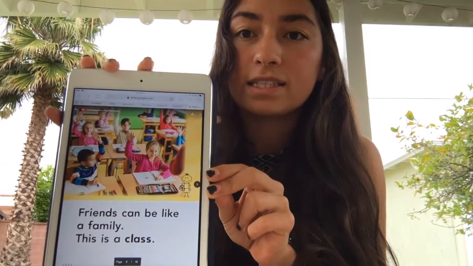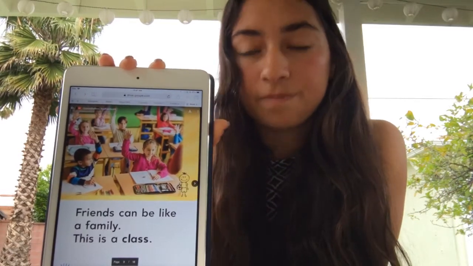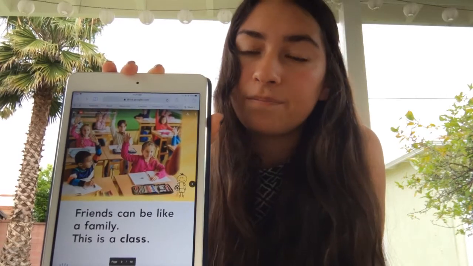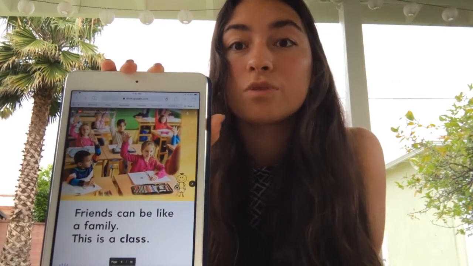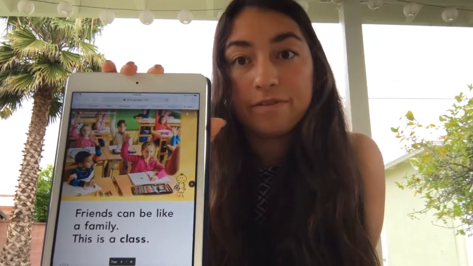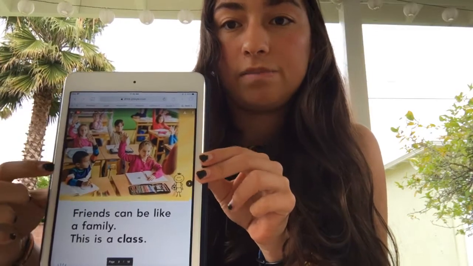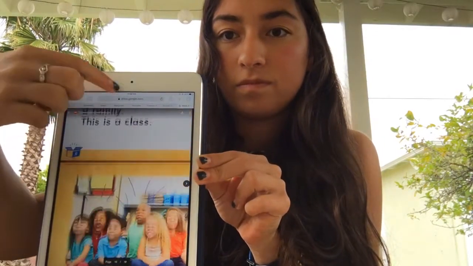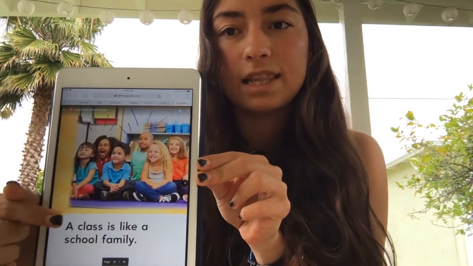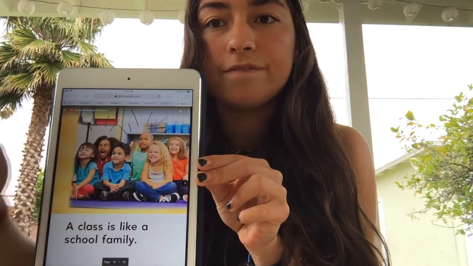This is a class. Oh, so a class can even be like a family. And I remember I told you guys that before, that room 15 was like our family. That we had to care about each other, respect each other, and follow rules to make sure we all felt safe and included. So a class is even like a family. Oh, that's what it even says. A class is like a school family.